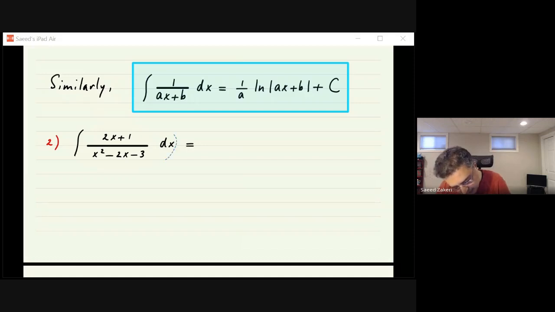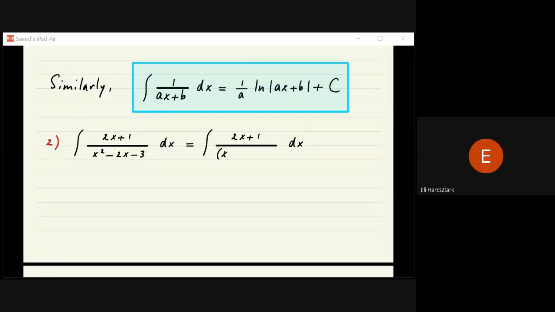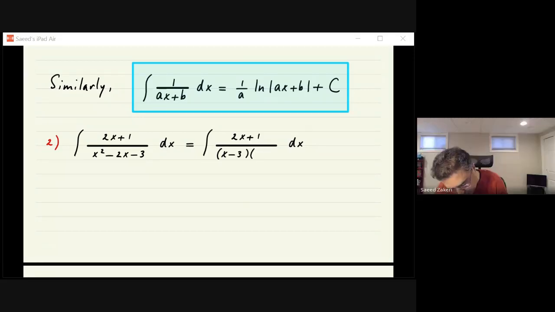So again, the goal is not to give you really complicated problems with gruesome algebra. So in this example, I give you something which factors easily. Can you tell me the factors? x minus 3, x plus 1. Very good. All right, so these are the factors.